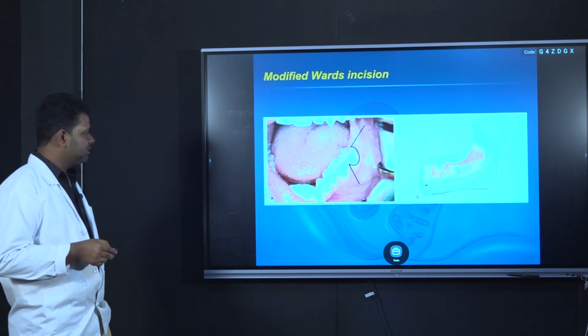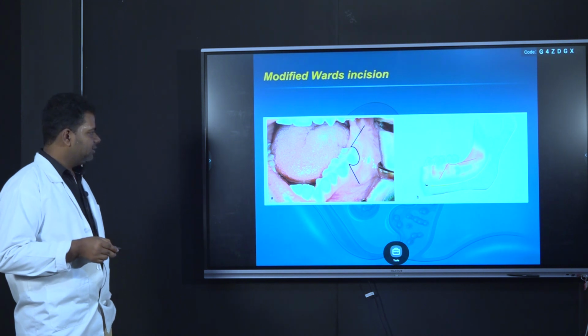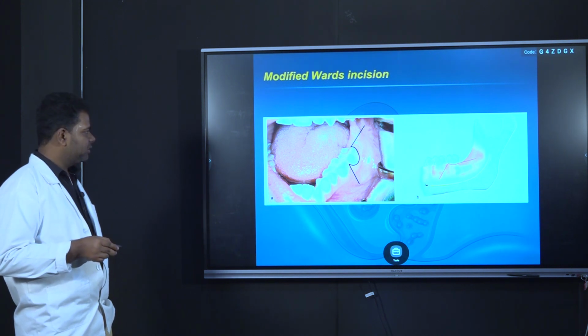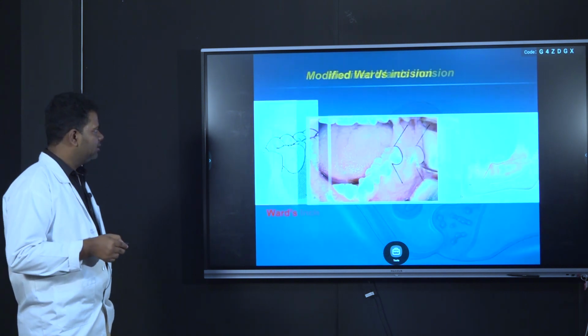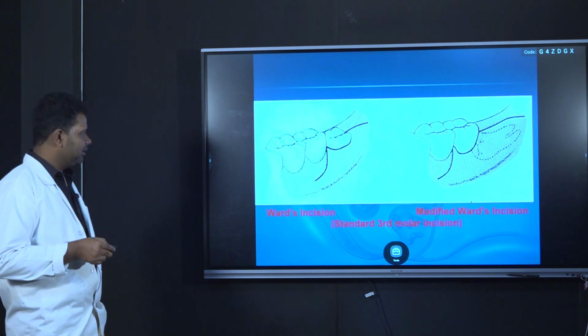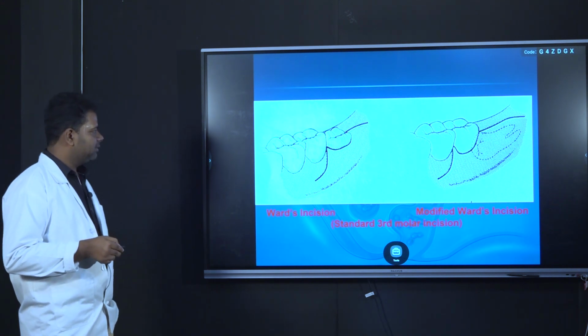And modified Ward's incision, here the incision starts from the first molar and proceeds around the cervical region of the second molar and towards the external oblique ridge. This type of incision is particularly useful for the horizontal type of impaction of the tooth.